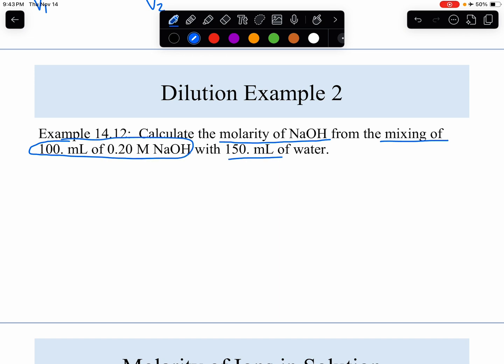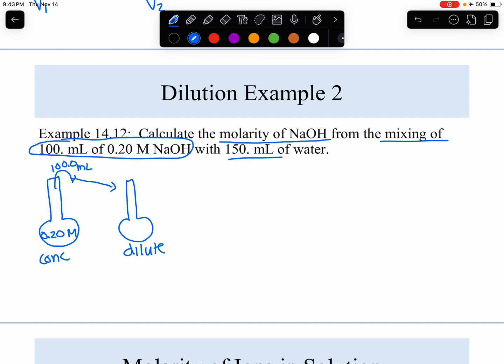So this is another example where a picture is helpful. I'm going to go ahead and draw these. They're more like round bottom flasks, but that's okay. This is my concentrated. This is my dilute. We're trying to find the molarity of NaOH from mixing 100 milliliters of 0.2 molarity solution. So it looks like I'm starting with 0.20 molarity solution, and I'm taking out 100 milliliters of it. It's going to be going into my new one.